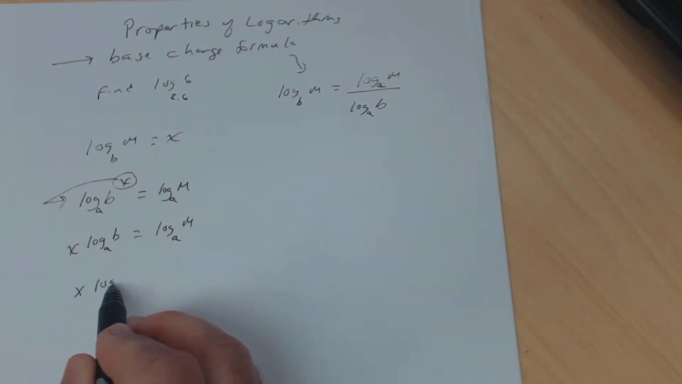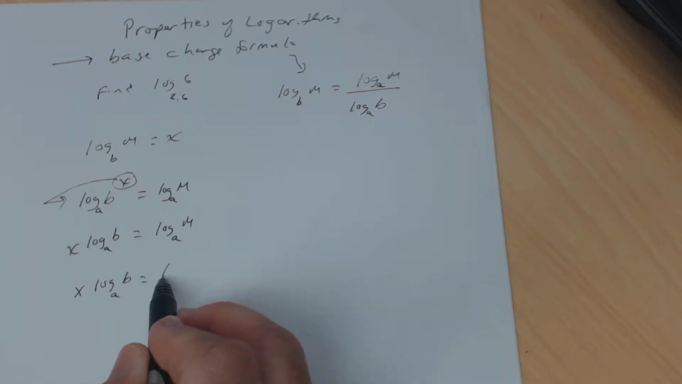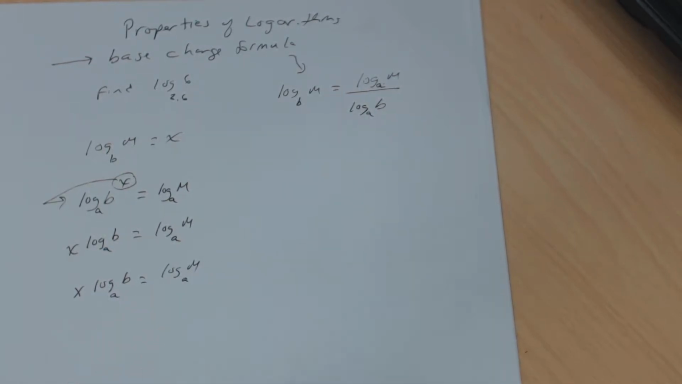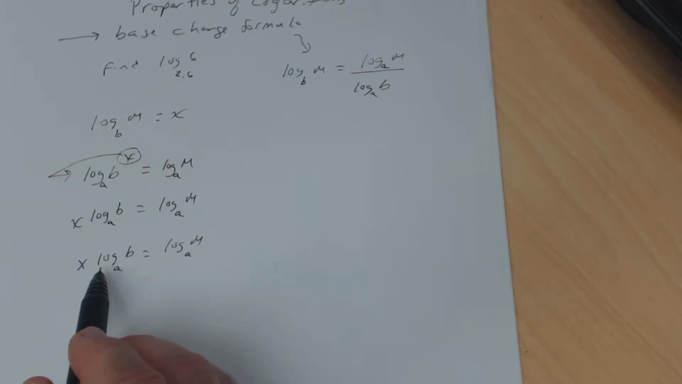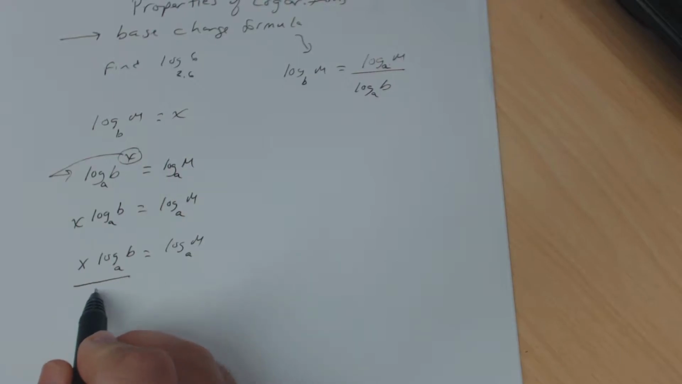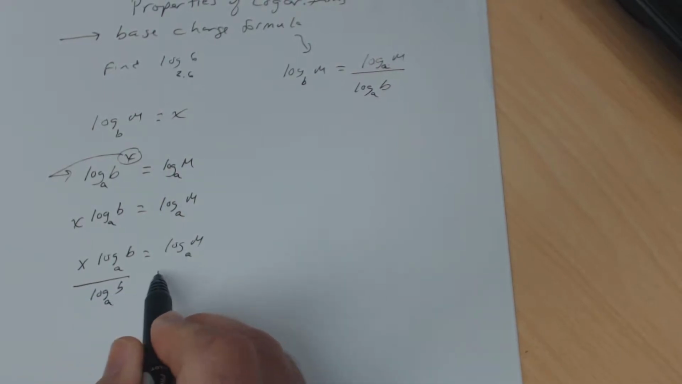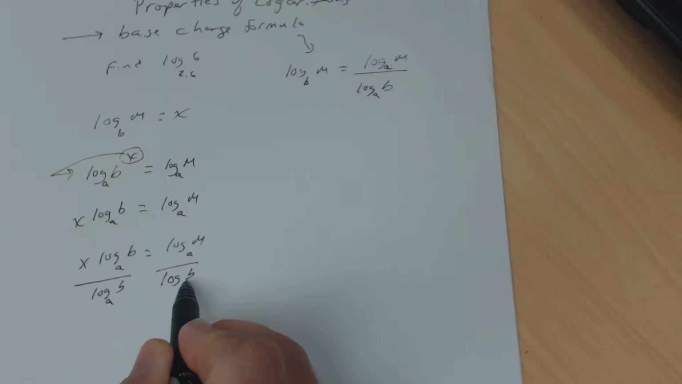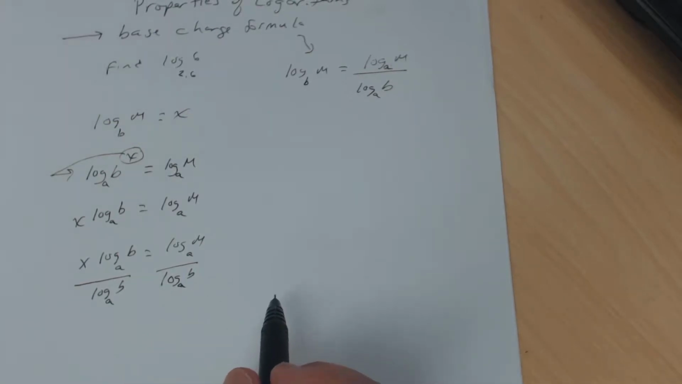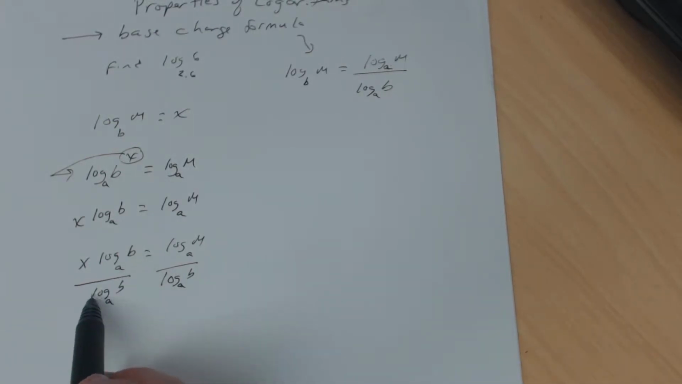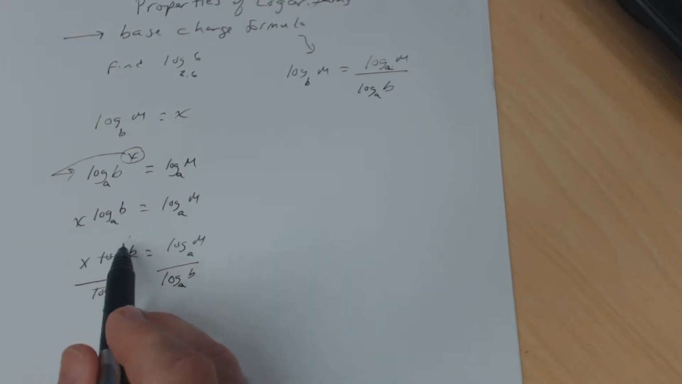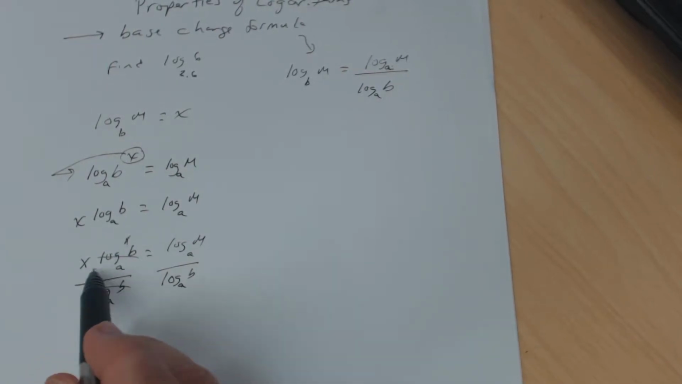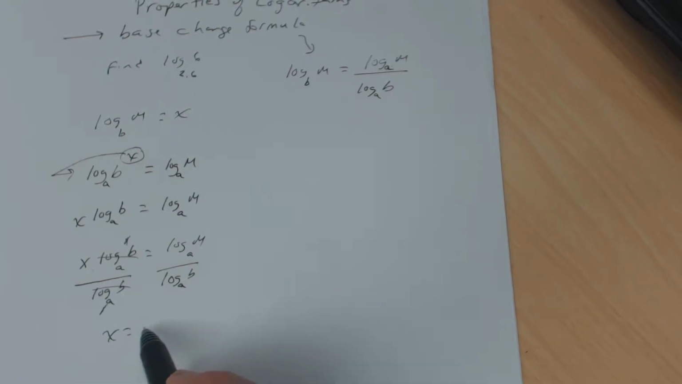To have x times the log of b base a equals log of m base a. Now to get x by itself, right now I'm multiplying x by the log of b base a, so the opposite is to divide by the log of b base a. So divide both sides by the log of b base a. And now the log of b base a divided by the log of b base a, that's 1. Those are factors of 1, and so you get x times 1, which is x, equal to log of m base a divided by the log of b base a.